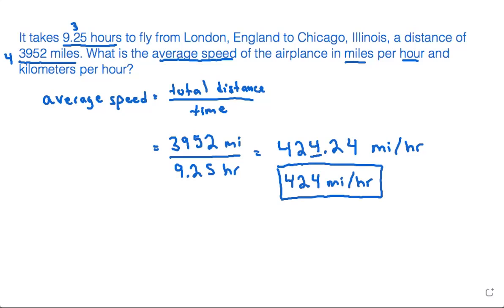But the next part asks for the answer in kilometers per hour. So to figure that out, I would first take the amount of miles, which is 3,952 miles, and we can convert that to kilometers using a conversion factor. We put the unit of miles on bottom, kilometers goes on top, and the conversion factor that I have is that 1 mile is equal to 1.6093 kilometers.